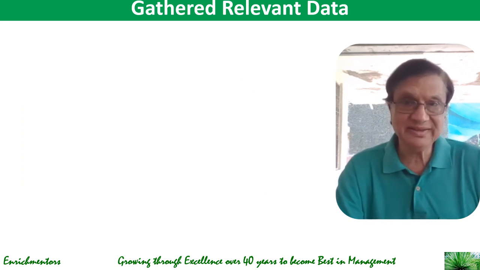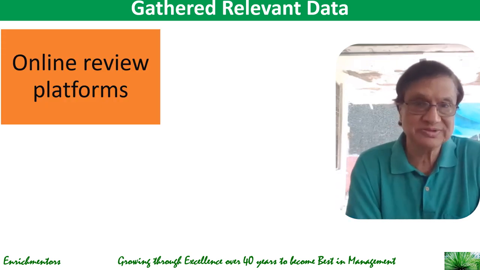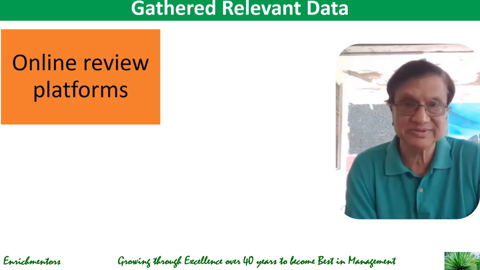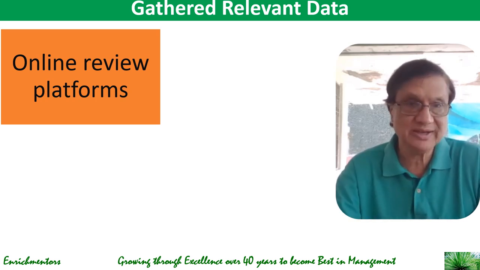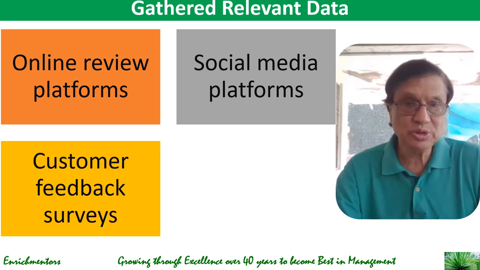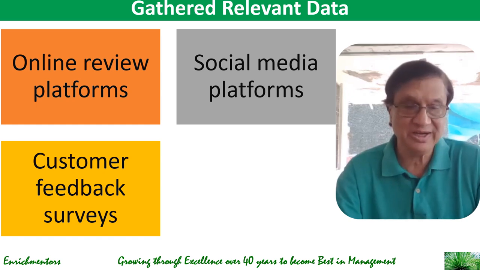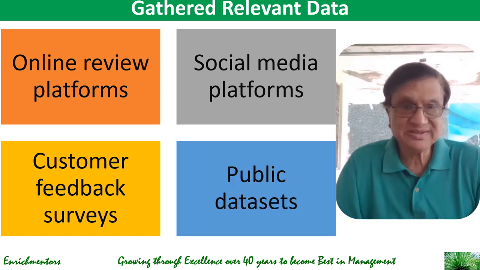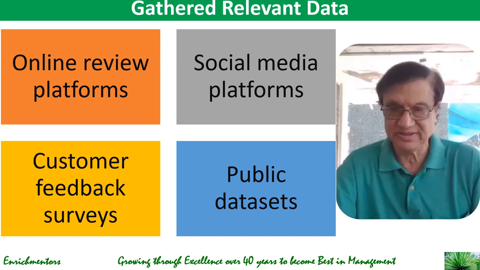So, how did they start? They gathered the relevant data, and the sources for gathering relevant data included online review platforms, websites like Amazon, Yelp, TripAdvisor, where users leave reviews and ratings for the products and services. They also looked at social media platforms like Twitter, Facebook, and Instagram, where users share their opinions and experiences, and also surveys conducted by companies to collect customer feedback. And finally, public data sets, the data sets available on sentiment analysis or customer reviews, such as the Amazon product review data set or Twitter sentiment analysis data sets.